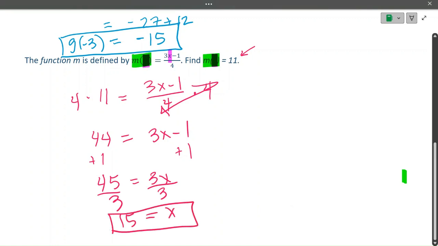So what we know is that when we put 15 in for x, we get out a value of y that equals 11.